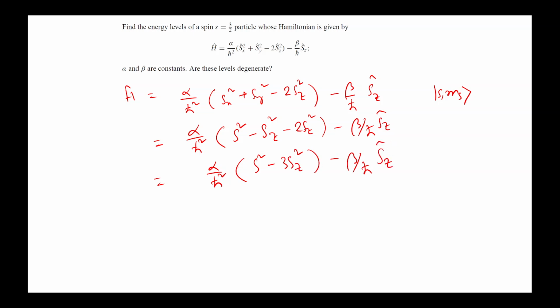Now your spin in this case is 3 by 2. So what are the possible values of ms? Plus S to minus S. So 3 by 2, 1 by 2, minus half, and minus 3 by 2. These are the 4 possible values, right? So the question asks whether these states, 3/2 3/2, 3/2 1/2, 3/2 minus 1/2, and 3/2 minus 3/2 are degenerate or not.